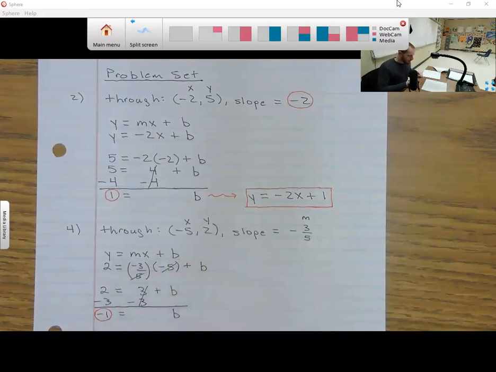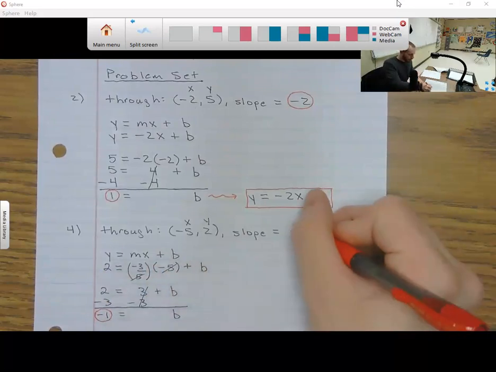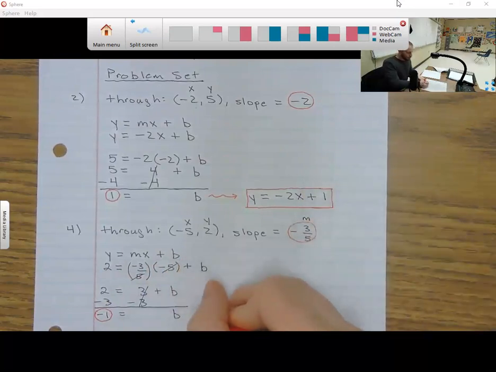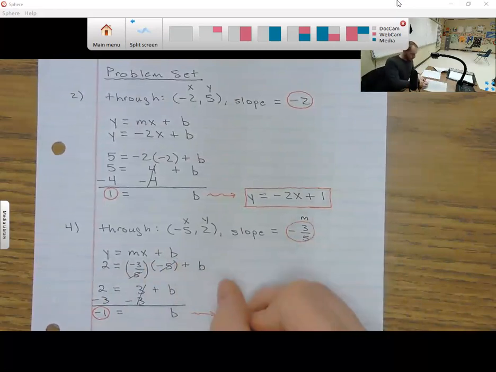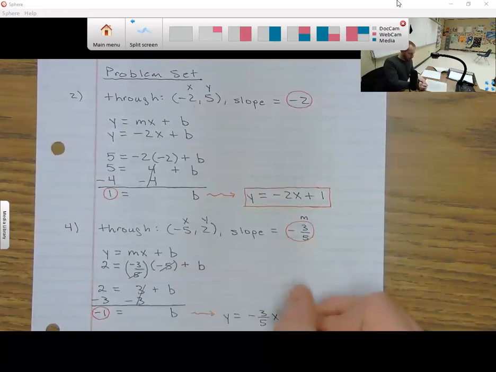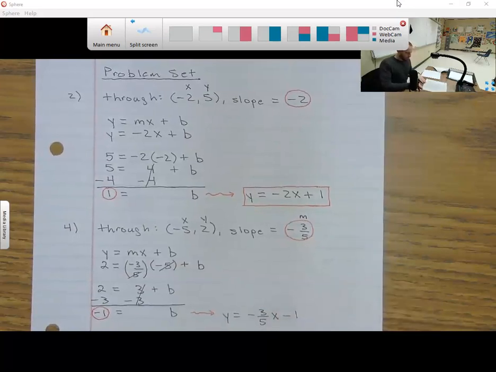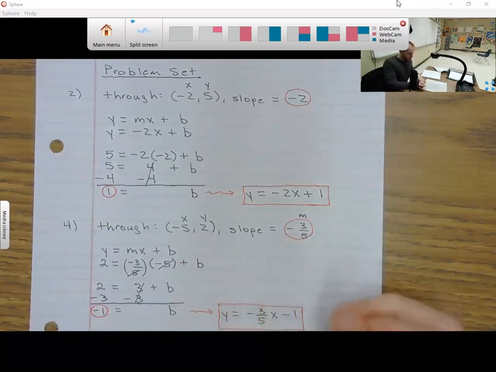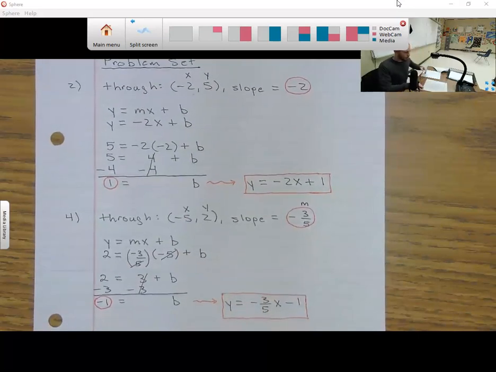And I know what m is. It's all the way up here. I circle that. And now I put it in this y equals mx plus b form. So I'm going to get y equals -3/5 x plus -1, but I'm just going to write that as minus 1. But they're the same answer, basically. So y equals -3/5 x minus 1. And I'll leave that up there for a little while so you guys can get that.